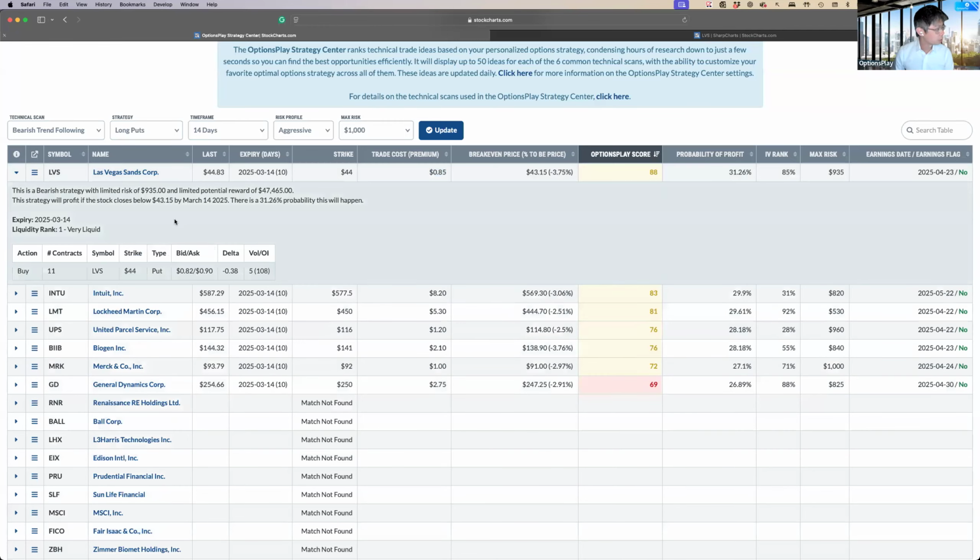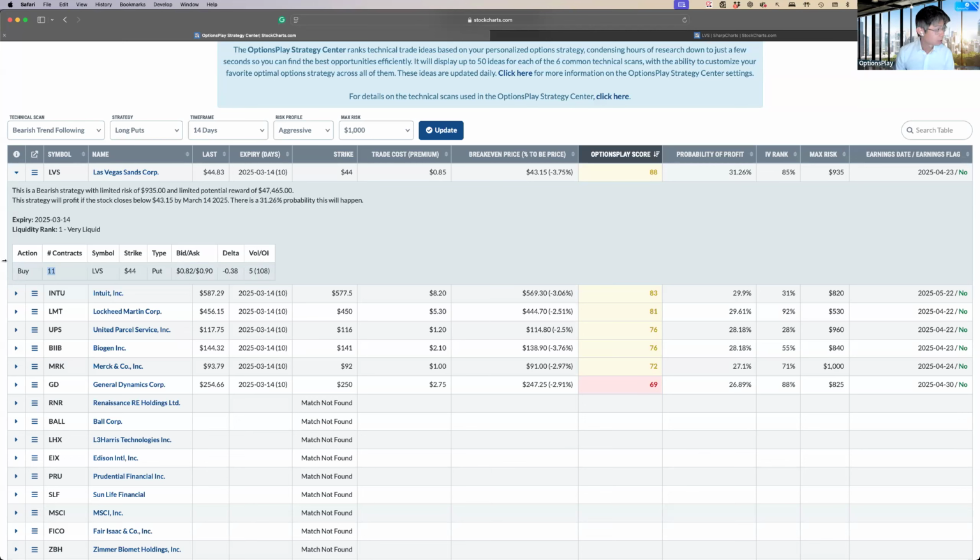And you can look at this even further, right? This will explain the strategy to you. It will look at the expiration date, the liquidity of the option, and how many contracts you can buy so that your risk is within $1,000. So you can buy 11 contracts of this Las Vegas Sands put, and here are the bid-ask prices. So you can see what the current bid-ask is, what the delta is, how much volume and open interest there are. So all the detailed information that you might want to see before you click on trade. If you like to buy put options, this is the best put option to buy.